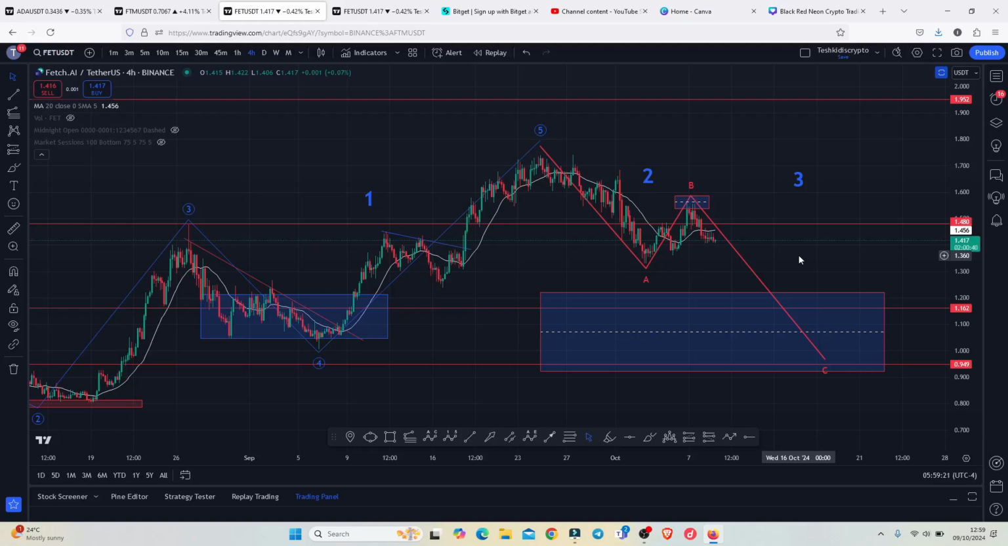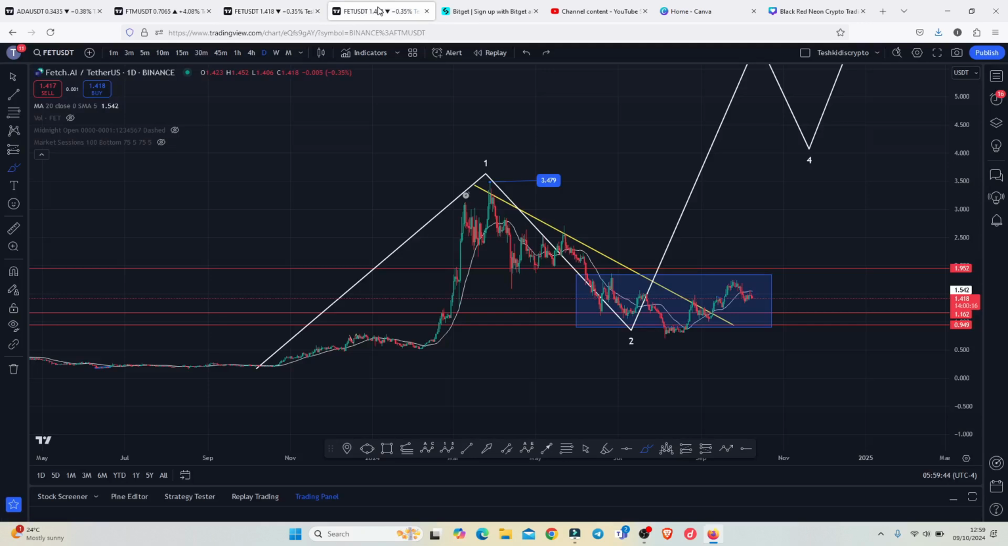Fetch AI at the time of this recording is seeing a bit of a breakdown move after getting rejected within our key area of resistance that lies between the $1.586 and the $1.537. And in today's video, I will be discussing the key areas of support that we need to continue holding, and above all, discuss my long-term price prediction analysis.